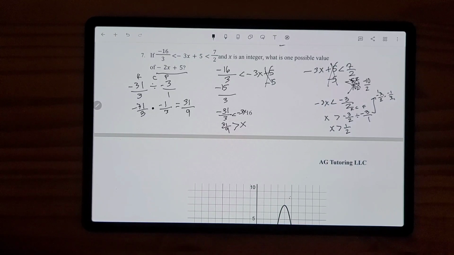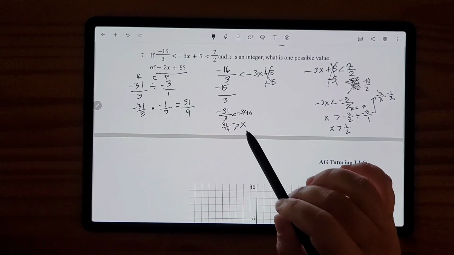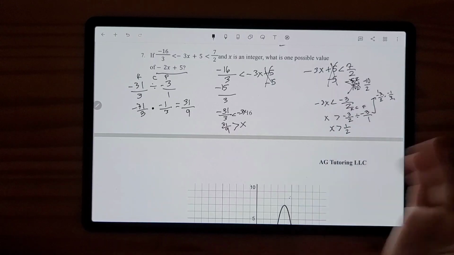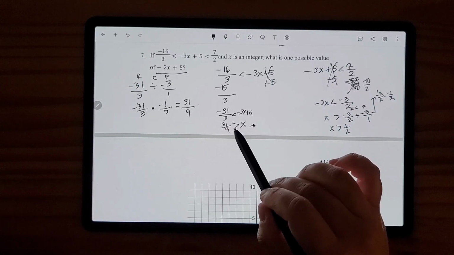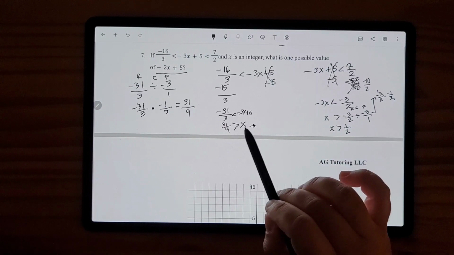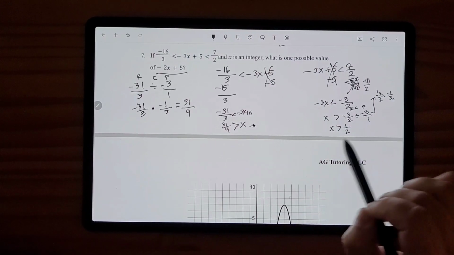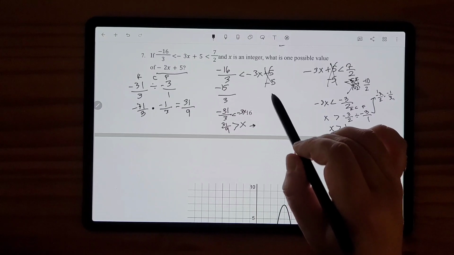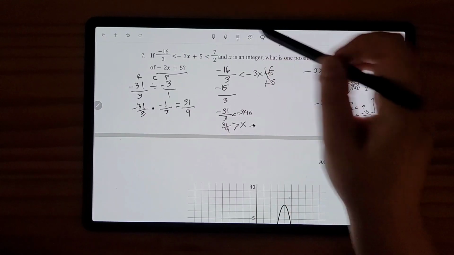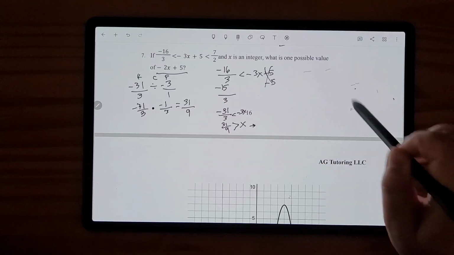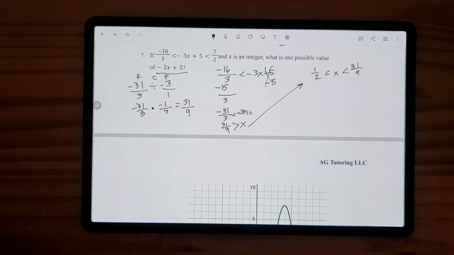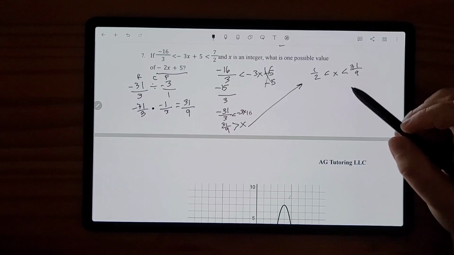So this is where on your test it would be helpful to use a calculator. I mean, you could do it on your own if you want, but there's no point. You get the calculator the whole time. So I'm saying that x has to be less than 31/9 and it has to be greater than 1/2. So I'm going to actually erase so I have more room and rewrite this. So this is what it should look like when I rewrite it.